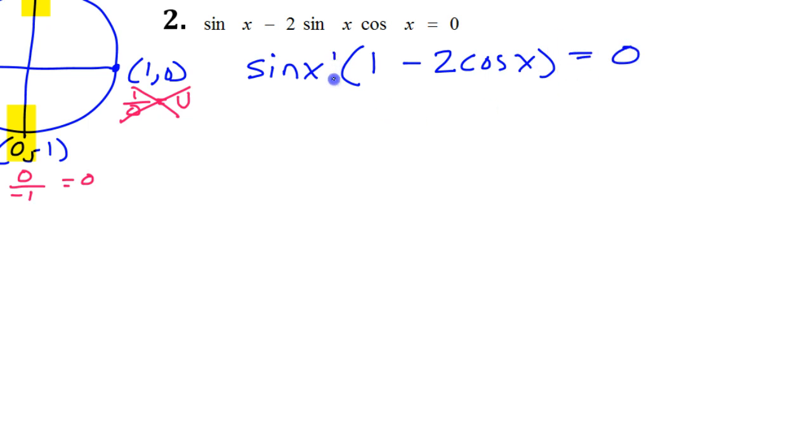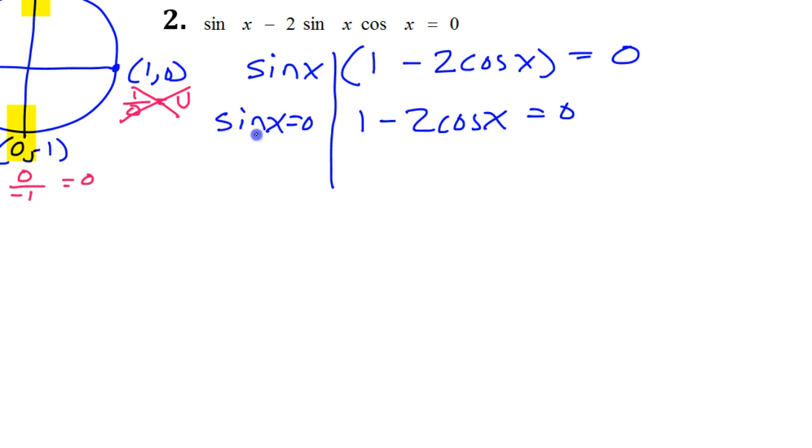So let us use our zero product property. So we have sine x equals 0, or 1 minus 2 cosine x equals 0. Solving both of these will give us the possible solutions to the original equation. So let's take it one at a time.